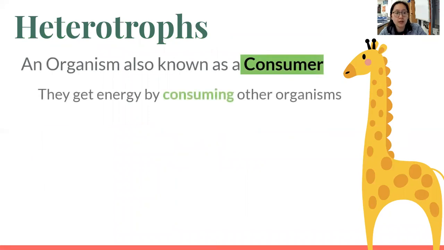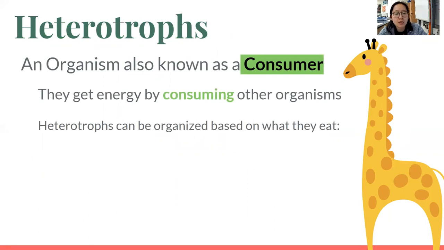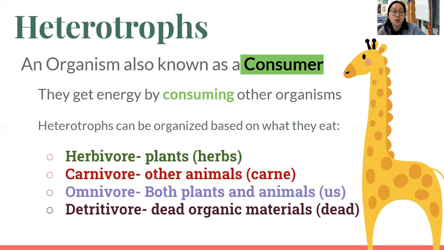I forgot to mention that earlier. They get energy by consuming other organisms, which is where their name comes from, and they can usually be organized on what they eat. Herbivores eat herbs or plants. Carnivores eat other animals or carne, like meat. Omnivores eat both plants and animals, where omni means everything. And detritivore means it's going to eat detritus or dead things, which would be dead organic materials. Examples of detritivores could be like worms, which are eating dead things in the soil.